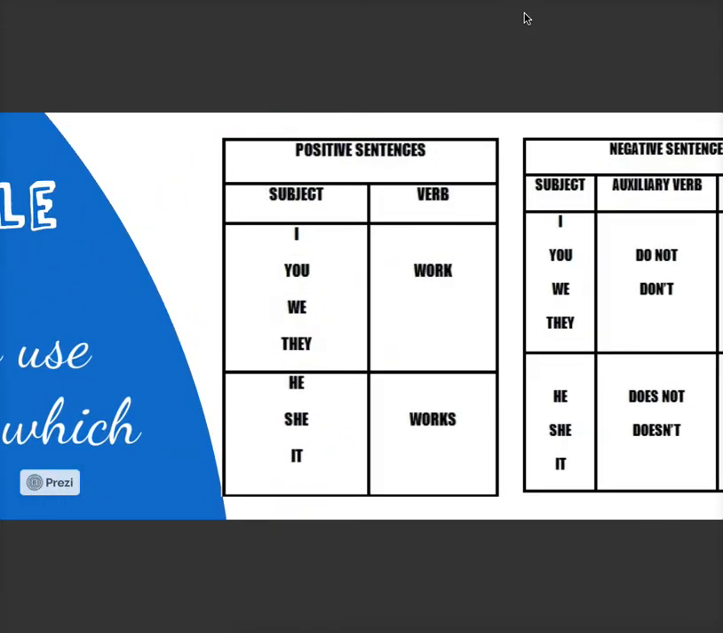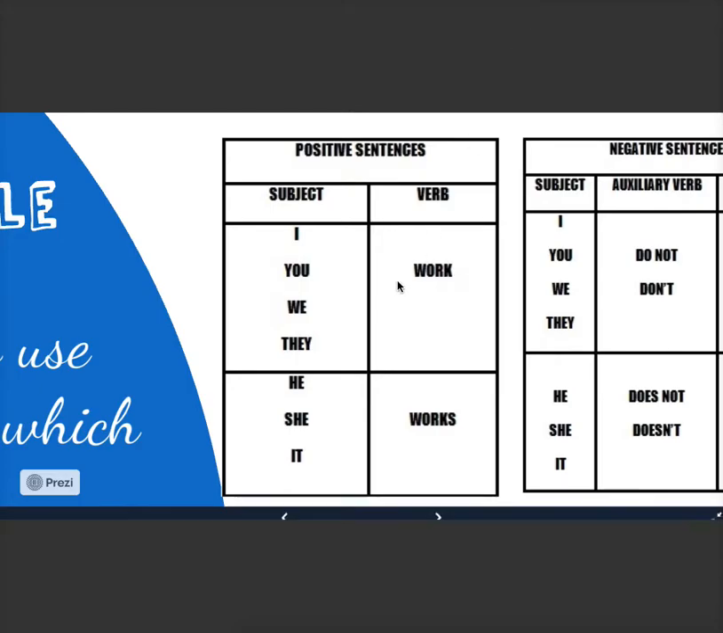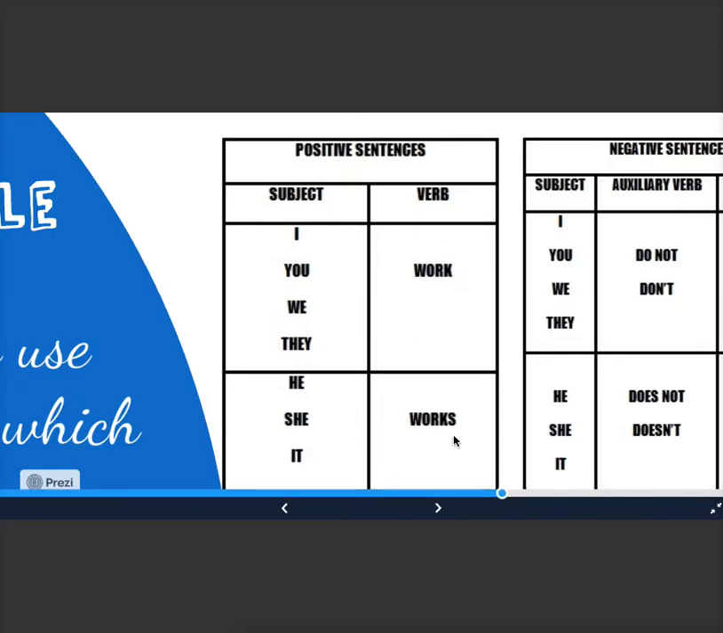Look at this. In positive, affirmative sentences, as I was telling you, you just have the subject, for example, I, you, we, and they, and the verb in its base form: work. Or you can say he, she, it works. Don't forget that the final S is just for he, she, it because they are different. They want to call attention. So I work here, you work here, she works here. That's the difference. That's in affirmative.